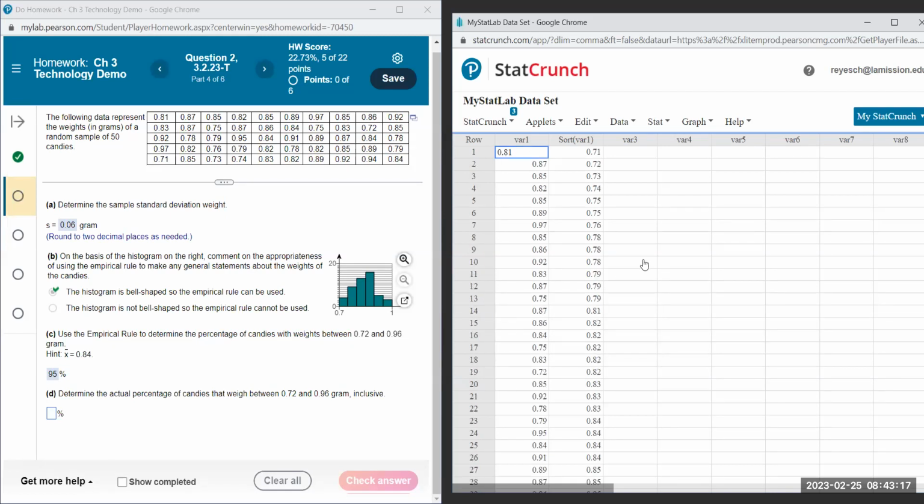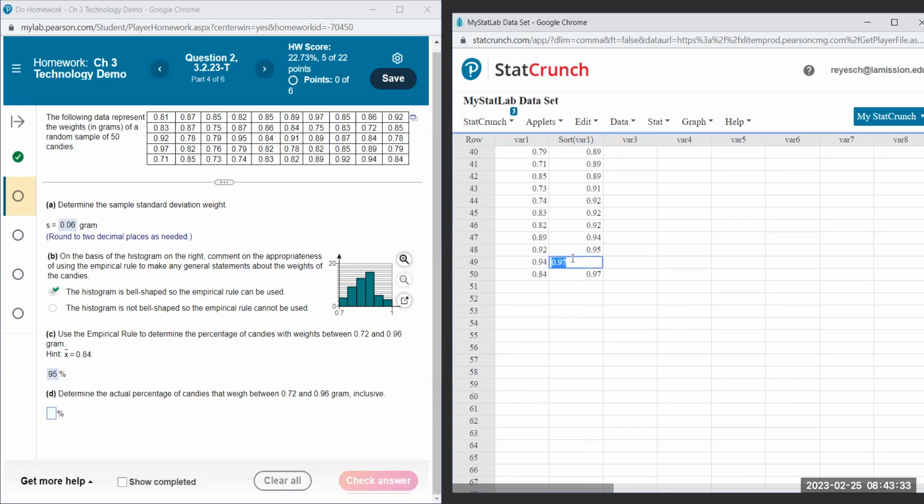So on the lower end, it's between 0.72, inclusive. So I only have one that's not from 0.72 on. So there's one on the lower end. And let me see on the higher end what was not between 0.96. So on the higher end, I have 2, these 2. So in total, I have 3 from the 50 that were not in between there. So that would leave 47. So that means the rest of them were between the weights of 0.72 and 0.96.